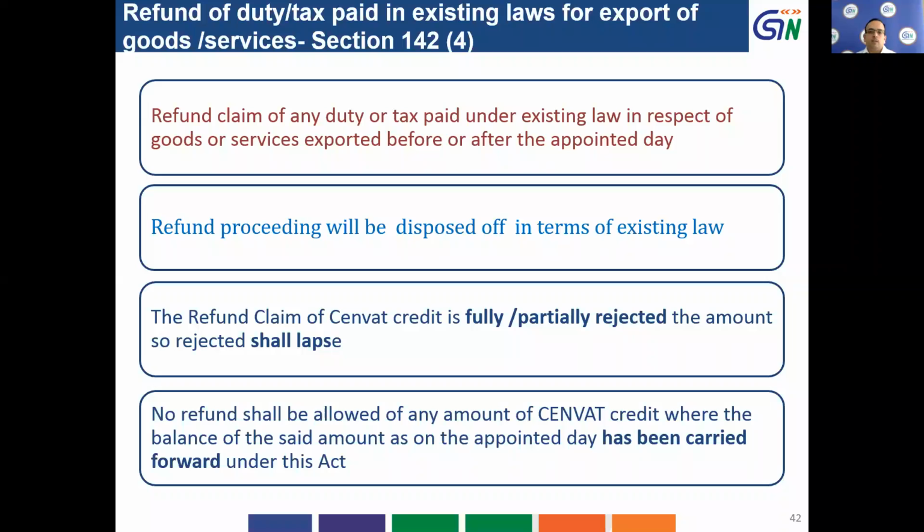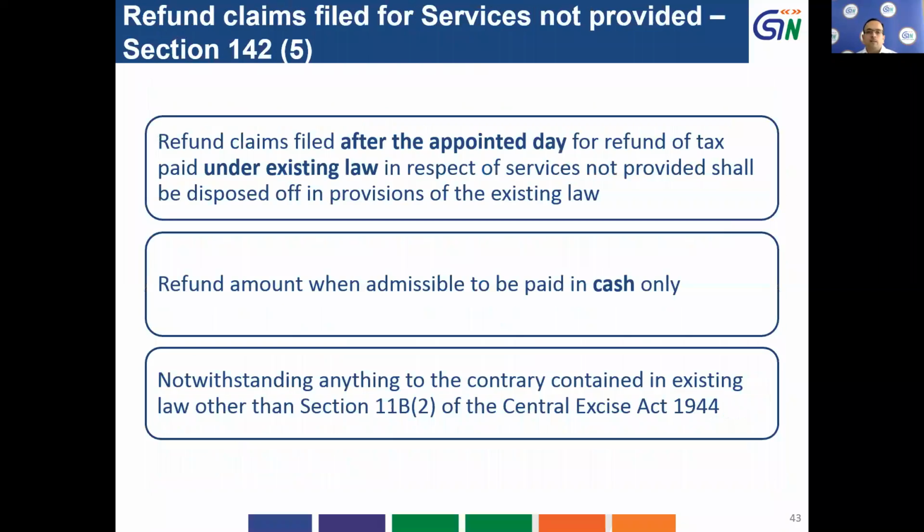Then we are going to talk about section 142(4) of the CGST Act, on refund claims of any tax or duty paid under the existing law in respect of goods or services exported before or after the appointed date. If there is an export and duty has been paid, even if the export is after the appointed date, then the refund will be disposed of in terms of the existing law. If any refund of Cenvat credit is fully or partially rejected, it is going to lapse. And no refund shall be allowed of any Cenvat credit where the balance is being carried forward under this Act. So if the balance is carried forward, he will not be allowed to take any credit. Then, refund claims filed after the appointed day for refund of tax paid under the existing law.